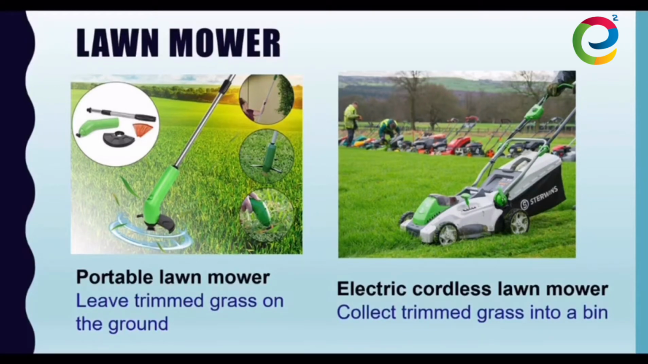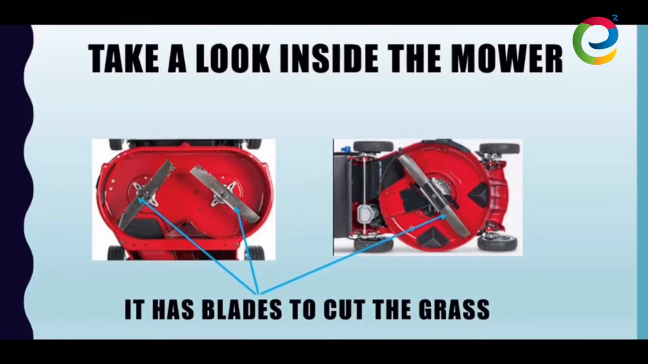In Singapore, you can see that we often use the portable lawn mower, the one that our landscape workers use to trim the grass around Singapore. And this portable lawn mower actually leaves the trimmed grass on the ground. While overseas, you will see that they use something called the electric cordless lawn mower. This lawn mower has its own bag, so when you trim the grass, it also collects the trimmed grass. Now, if you turn the lawn mower upside down, you will see that on the underside, they have blades to cut the grass with.